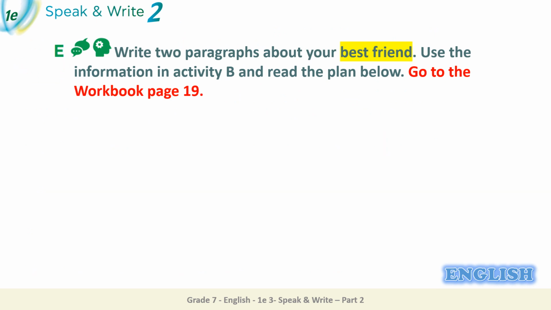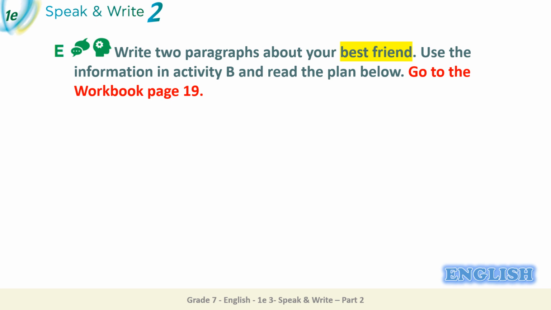Write two paragraphs about your best friend. Use the information in activity B and read the plan below. Go to the workbook page 19. Now, to complete a writing task, we have three steps. Step number one, take notes. Step number two, take the notes and make a plan. Step number three, use the plan to complete the writing task.